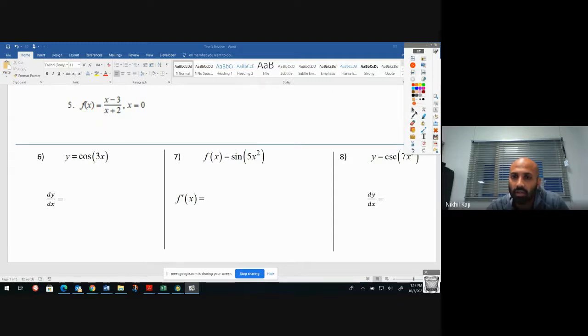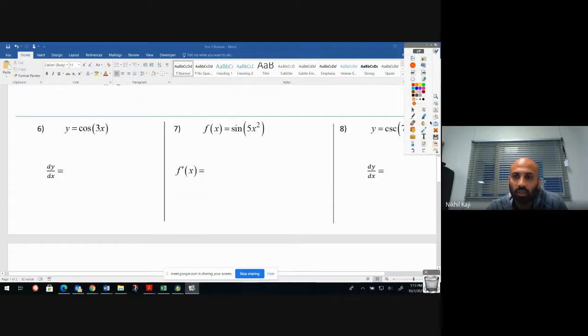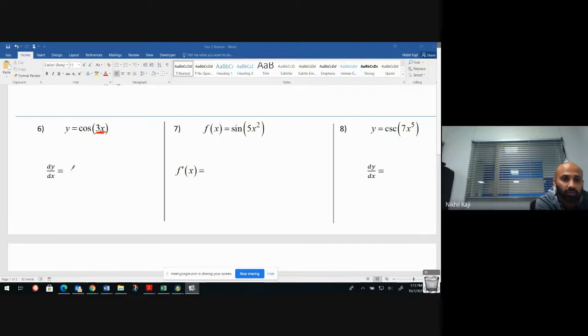All right, this next problem, now we get to chain rule because we have an inside. So we take the derivative of the inside, which is negative sine 3x times 3, because 3x is my inside. Here, the next one, I have an inside. So let me do the derivative of the outside, which is cosine. Leave the inside the same. Then multiply it by the derivative of the inside, which is 10x.